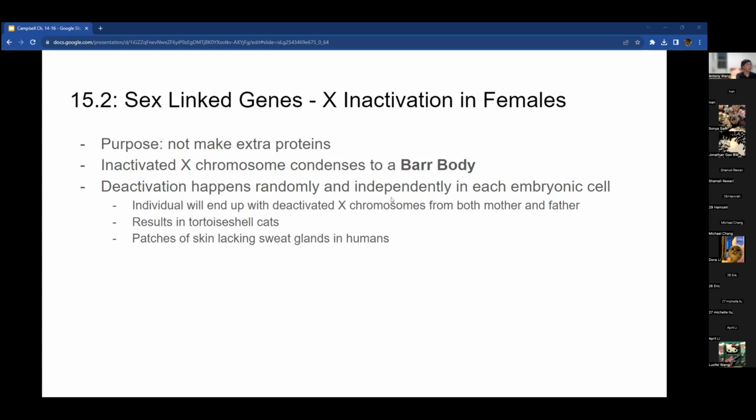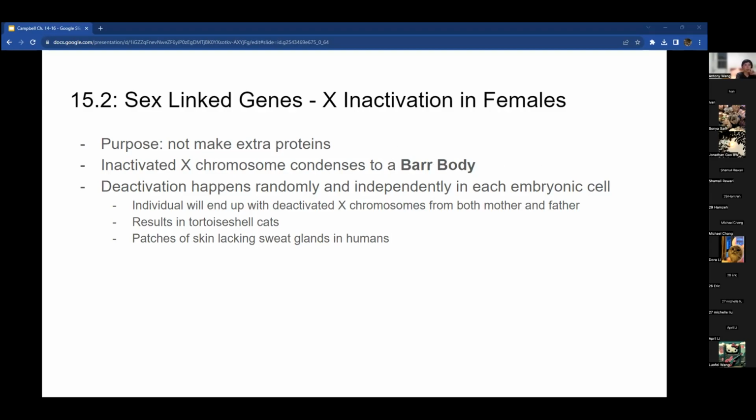Sorry, let me restart. A female has 2 copies of an X chromosome, right? But they only want to express one copy of it. So they'll deactivate one copy and condense it into a small structure called a bar body.